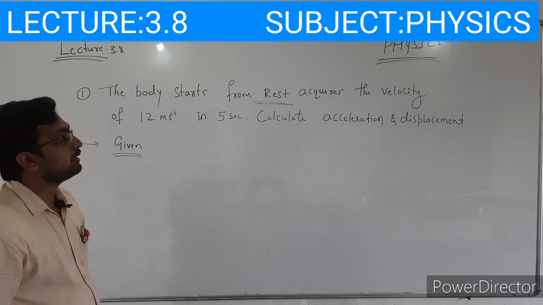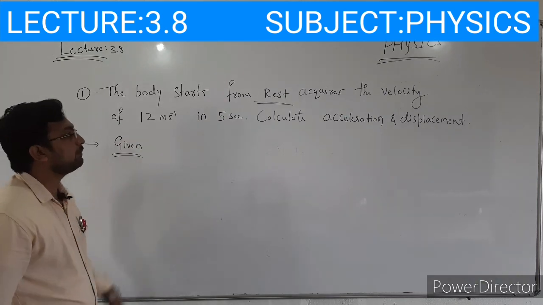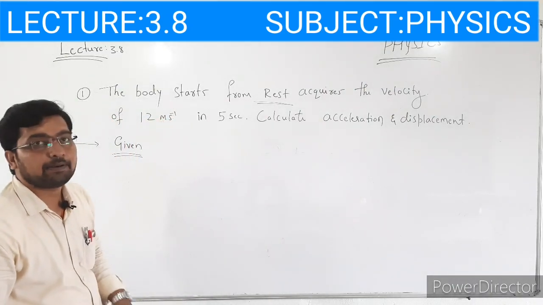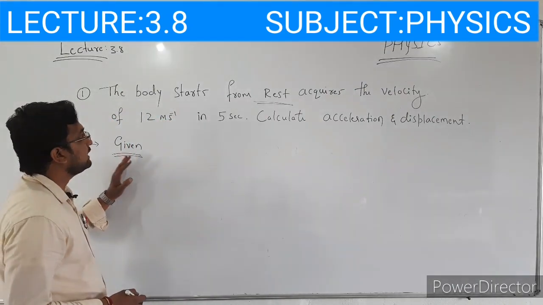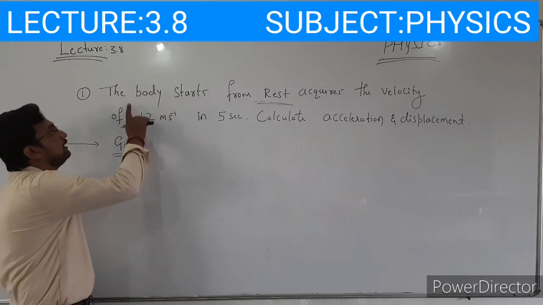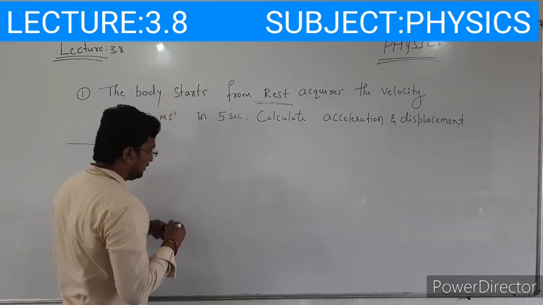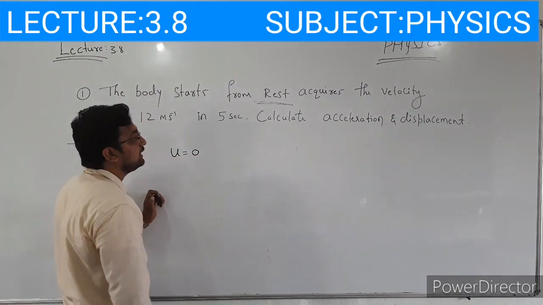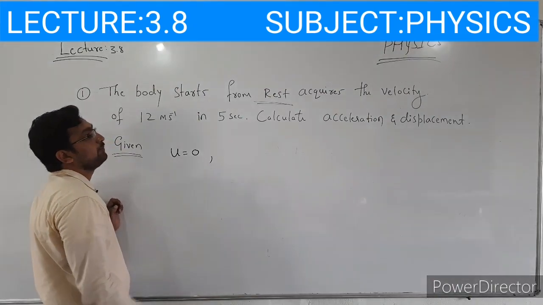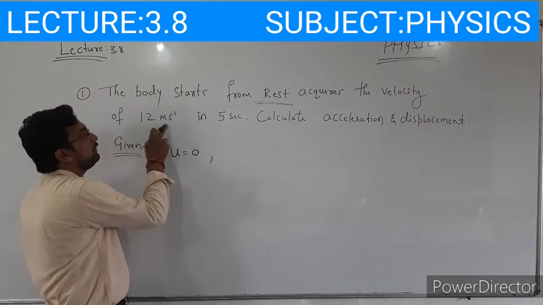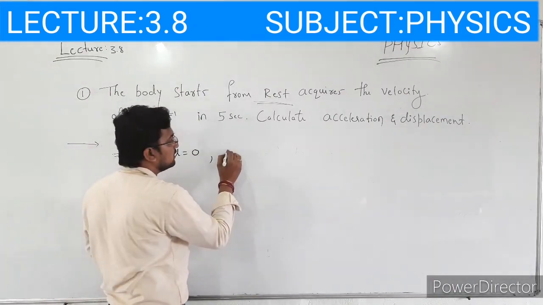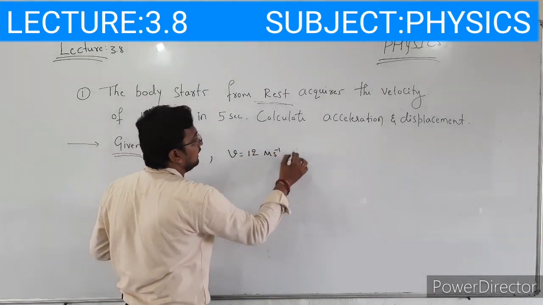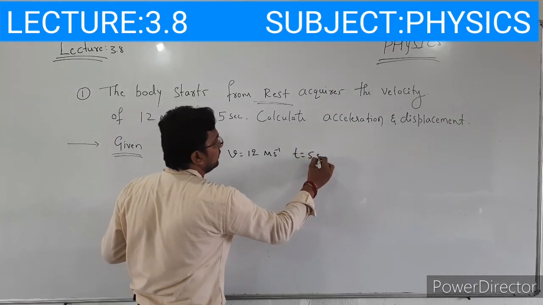The body starts from rest, acquires the velocity of 12 meter per second in 5 seconds. Calculate the acceleration and the displacement. First list out the given terms here. The body starts from rest, which means the initial velocity of that body is 0. Next, the velocity of 12 meter per second in 5 seconds. That means the final velocity of that body is 12 meter per second in the time interval of 5 seconds.